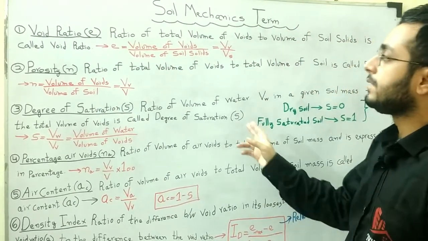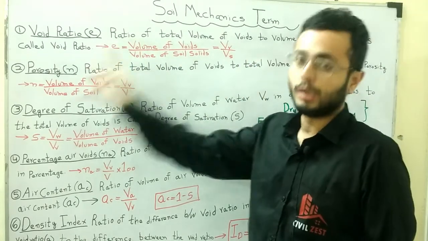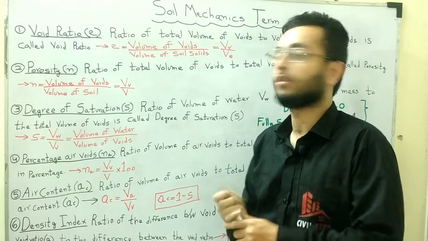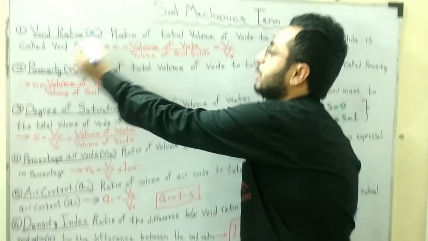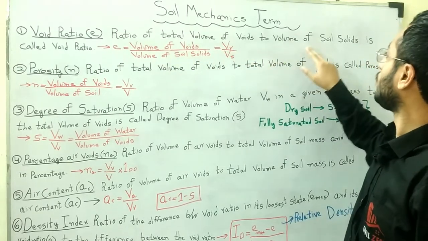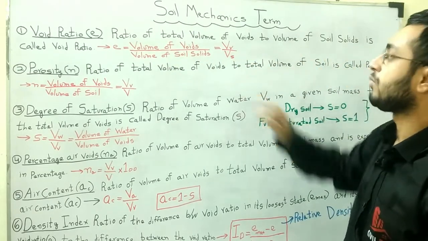First of all, we have the definition of void ratio. Void ratio is a basic soil term which is denoted by the symbol e. e is the symbol of void ratio. And what is void ratio? The ratio of total volume of voids to volume of soil solids is called void ratio.